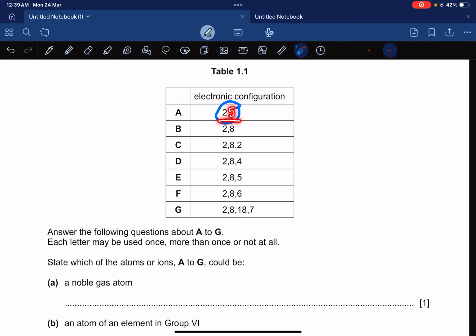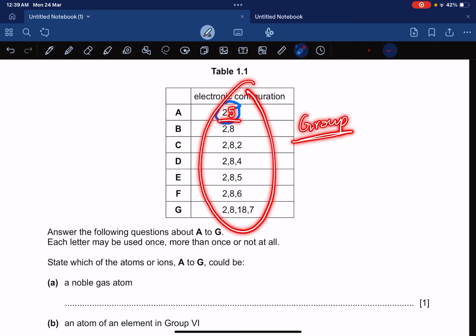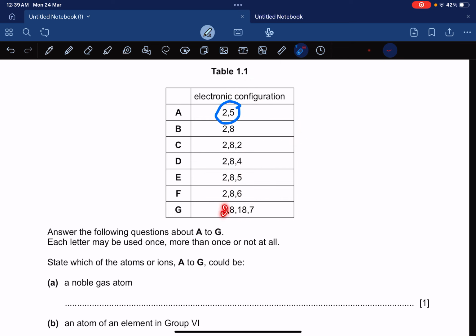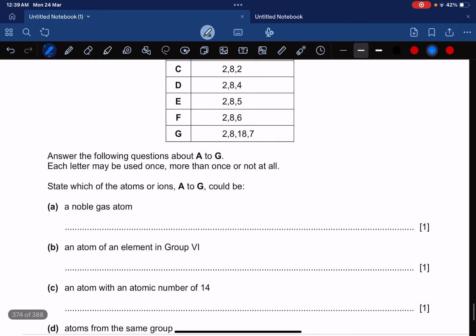Okay, the second thing we can tell from this table is the group number. If it's an atom, not for an ion, for an atom we can tell the group number. This is going to be in group 2 because it has 2 electrons in its outermost shell. This is going to be in group 4, this is going to be in group 5, this is going to be in group 6, and this is going to be in group 7. So the last number tells us about the group number, and the total numbers, the 2, 8, 18, 7, tell us about the period number, how many shells that particular atom is going to have. So let's get started with reading the question.